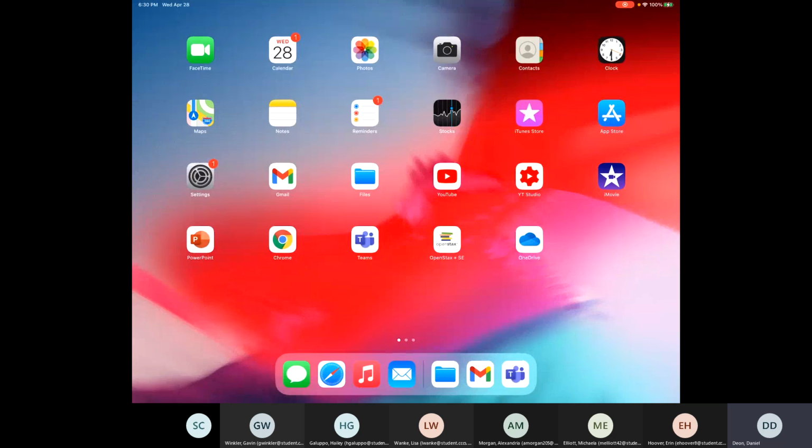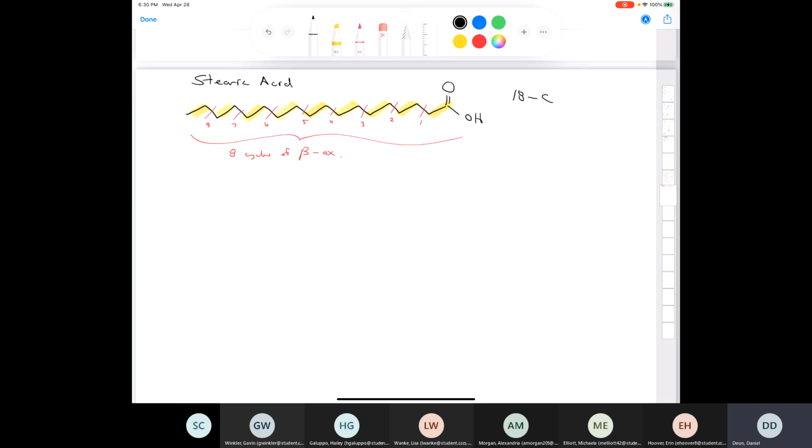All right, if we have the fatty acid molecule stearic acid, it has a total of 18 carbons. You can see the red lines, which indicate the number of beta oxidation cycles through which the molecule can proceed. So we have 8 cycles of beta oxidation, but we're going to end up forming 9 molecules of acetyl coenzyme A. So we'll put 8 cycles of beta oxidation, and this will produce 9 acetyl coenzyme A molecules.